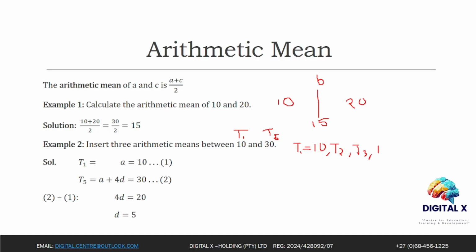Because we are being asked to insert 3 arithmetic means to form an arithmetic sequence, we have the third term, and this is what we'll be looking for: term 2, term 3, and term 4. And lastly, we are given the 5th term of the sequence, which is equal to 30.